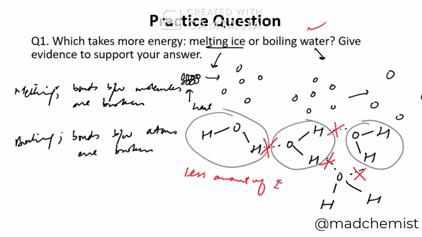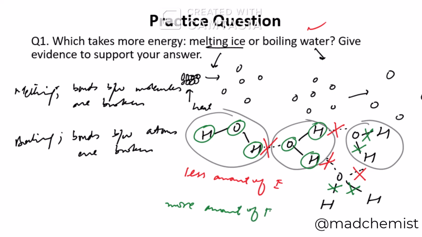While in the case of boiling point, when liquid converts into gas, each atom in the molecule starts breaking away from one another and hence escapes into the air. So in this case, when a liquid converts into a gas, the bonds between the atoms in the molecule are being broken, so they require a greater amount of energy.